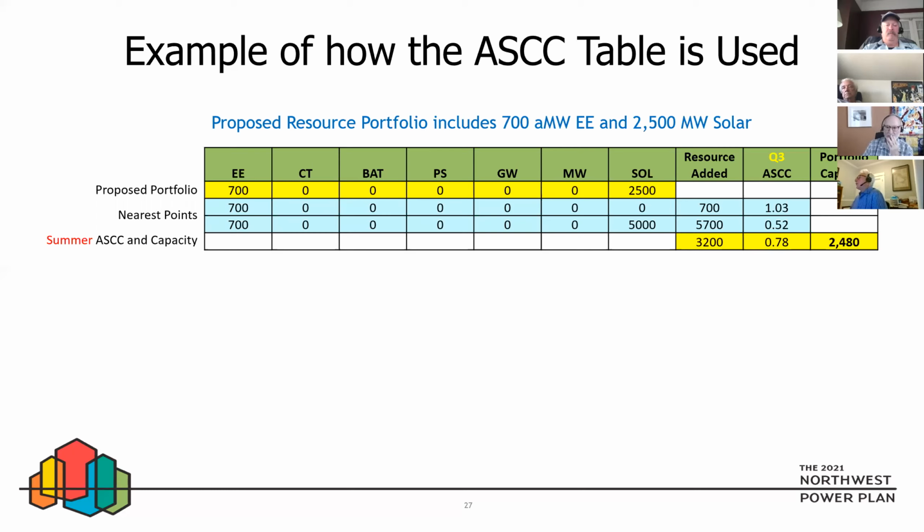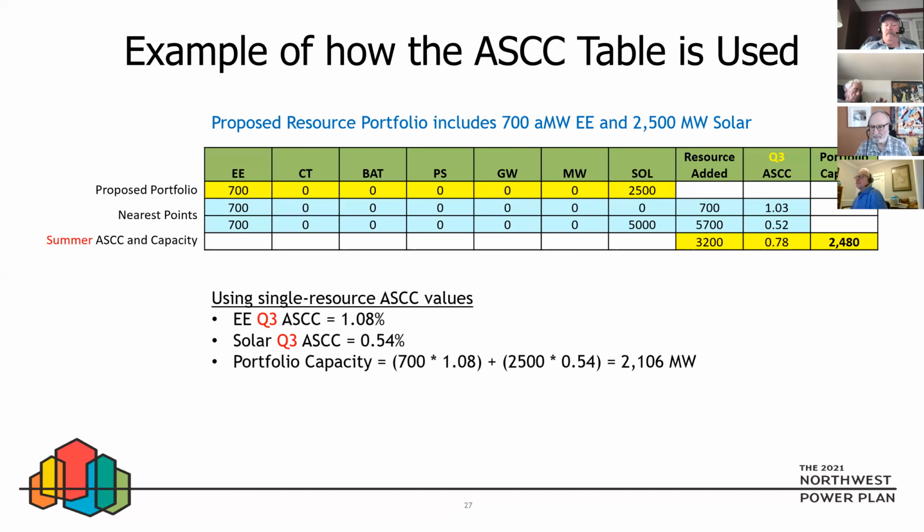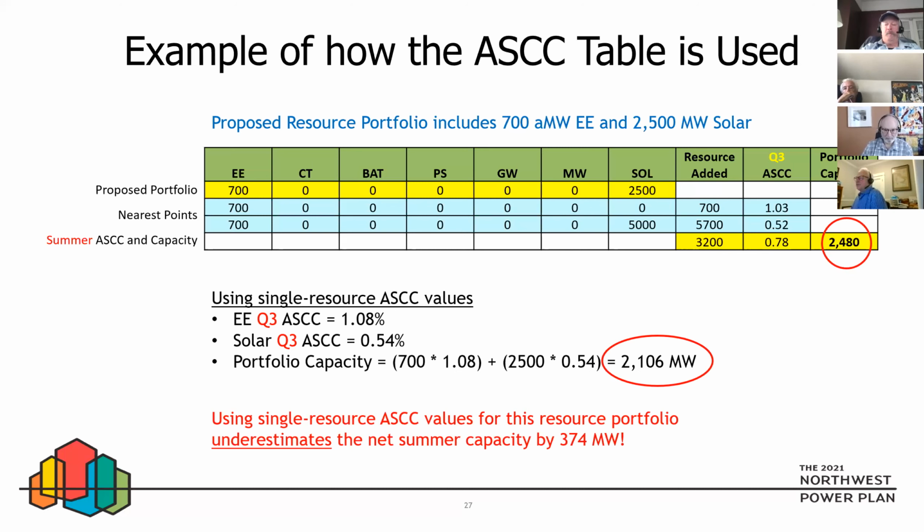For Q3, which is summer, the ASCC is 1.03 for only the EE. It's 0.52 for the combination of 700 megawatts of EE and 5,000 megawatts of solar. So in this simple example, the ASCC for the third quarter for my portfolio is right between them, or 0.78. That translates into 2,480 megawatts of net capacity gained. What if I were to use the single resource ASCC values, which were calculated separately, individually for resources? The third quarter ASCC for EE was 1.08. The third quarter ASCC for solar was 0.54. Here's the obvious problem: if you use single resource ASCC values, it underestimates the net summer capacity gained by almost 400 megawatts.